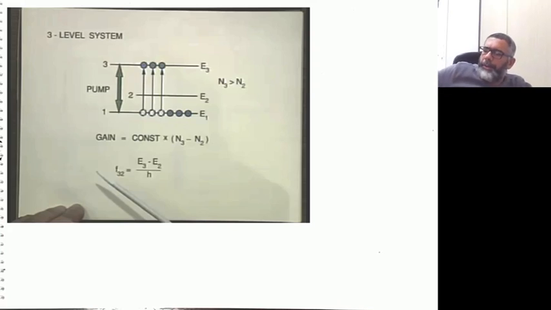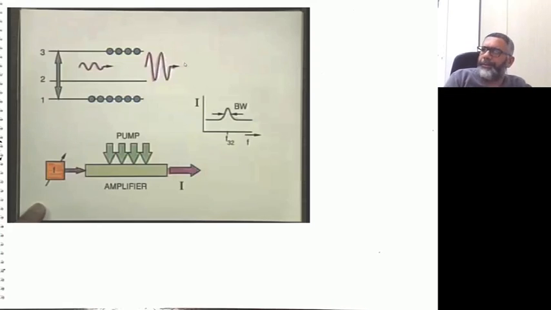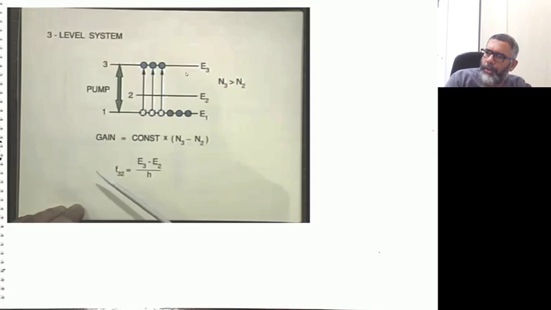Okay, so I think I should stop over here and continue next week. That's enough for today. What you have learned this week is that in order to have a working laser out of your amplifier, you must have more than 2 energy levels.